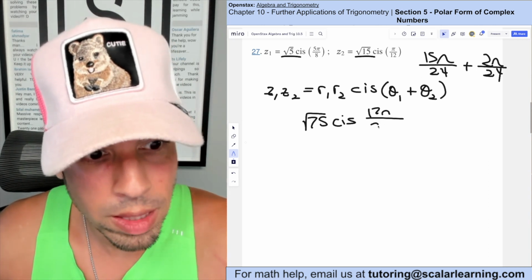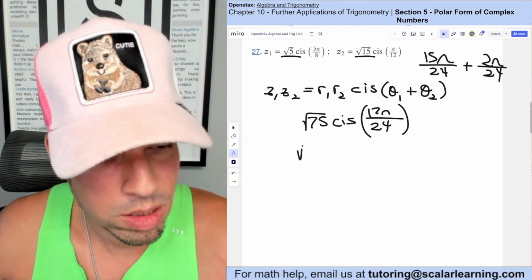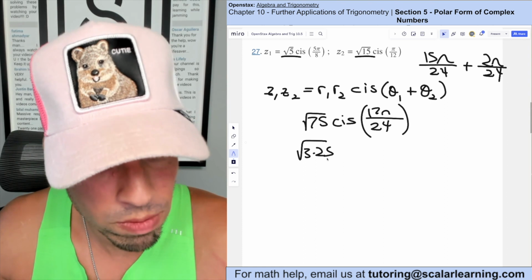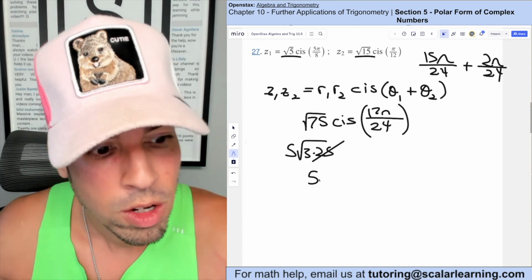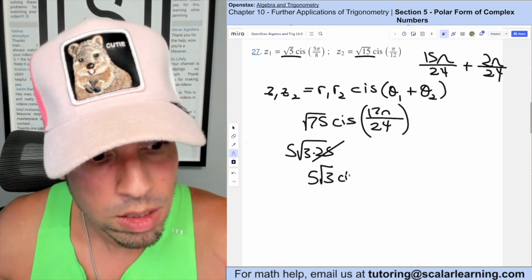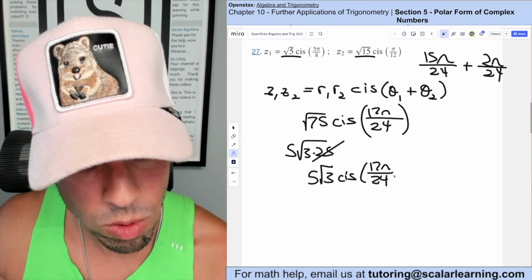But before we lock this in as our final answer, we want to see if we can simplify this, which we can, because 75 is really 3 times 25. Then we can take the square root of 25, which is 5. So it's free from the radical. So our final answer is 5 rad 3 cis 17 pi over 24. That's how you do it.